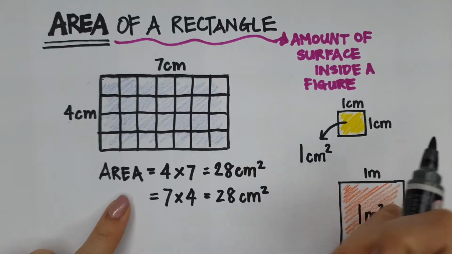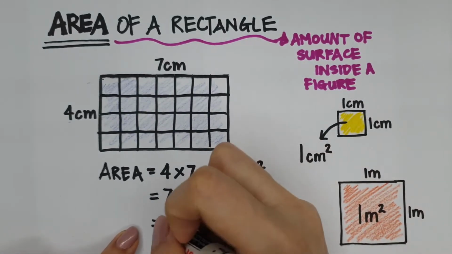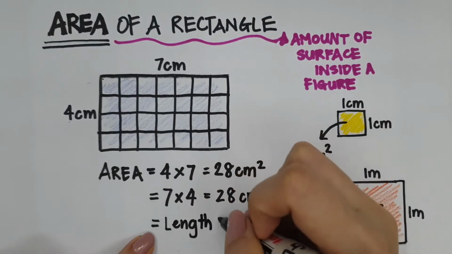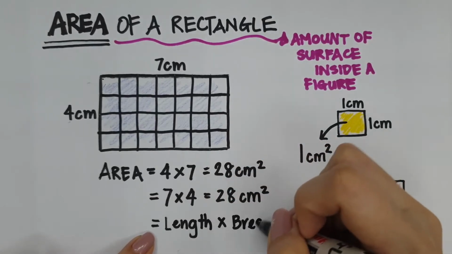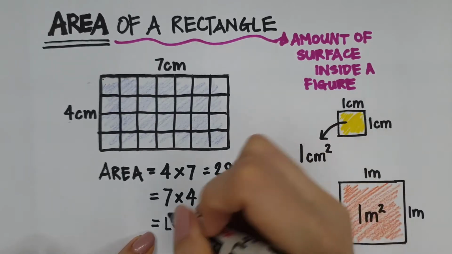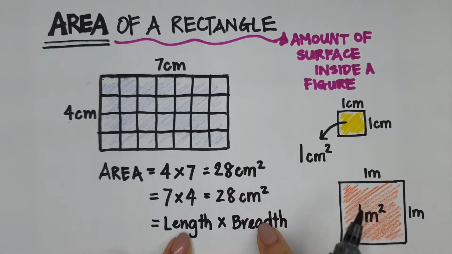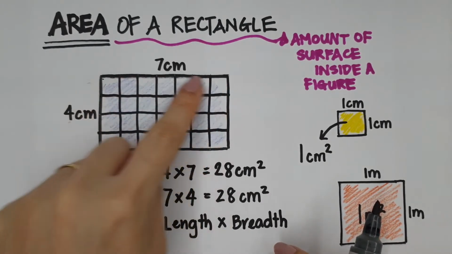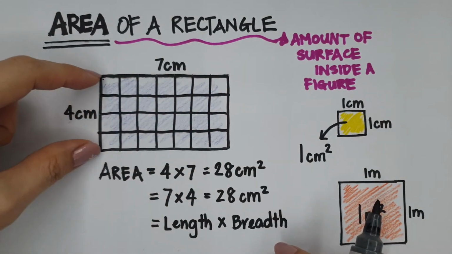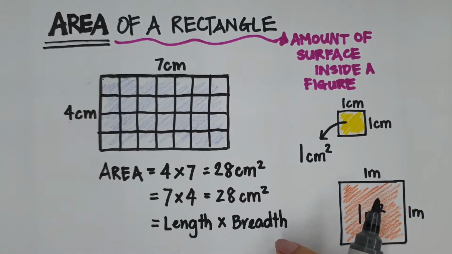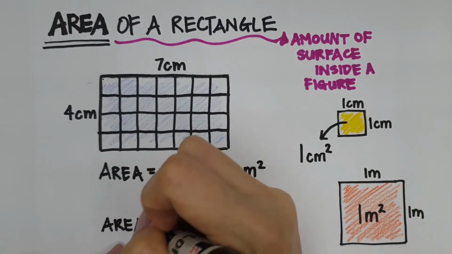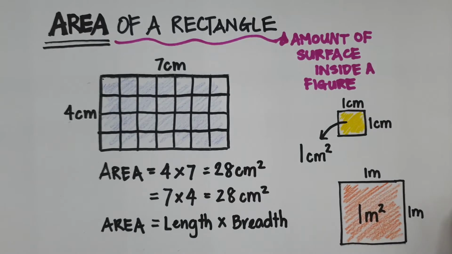So actually, we can summarize and say that area is actually just the length times the breadth. Okay? Remember that multiplication is commutative, so I can also take the breadth times the length and it will still give me the same answer. Now, length is usually the side that is longer and breadth is the side that is shorter. So now we have a formula that says area equals length times breadth.